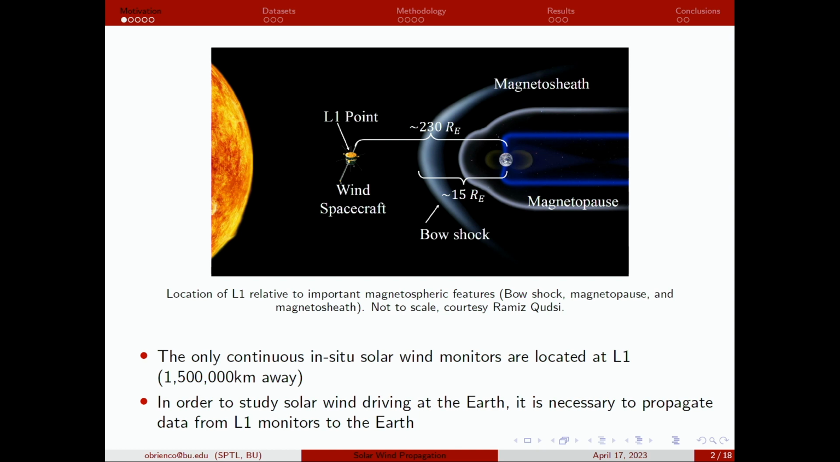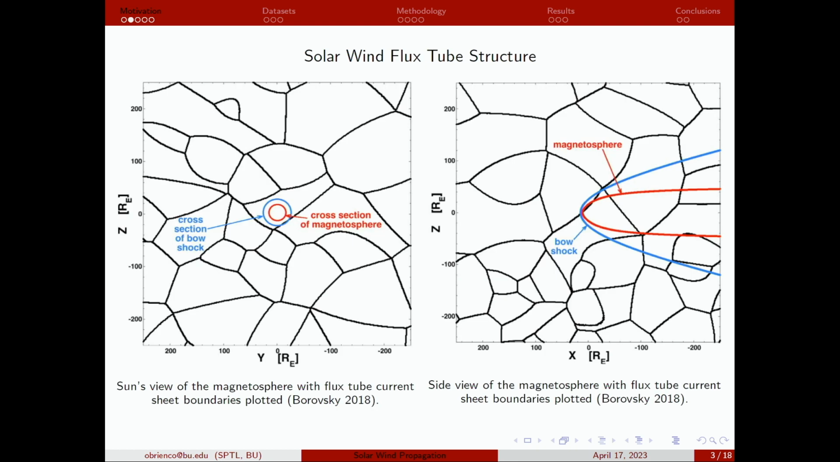The only continuous in situ solar wind monitors are located at the first Earth-Sun Lagrange point. There are none around the Earth because of orbital dynamics limitations. So if you want to assemble a complete record of solar wind conditions at Earth, you're going to have to propagate those conditions that were measured at the first Earth-Sun Lagrange point, those 1.5 million kilometers to the Earth. This is, of course, after they've already traveled 230 Earth radii, so this is very much a last mile sort of propagation problem. But even so, it is not a simple task.